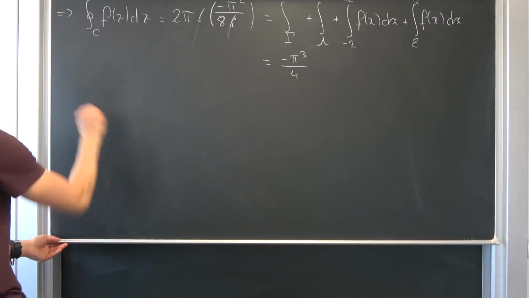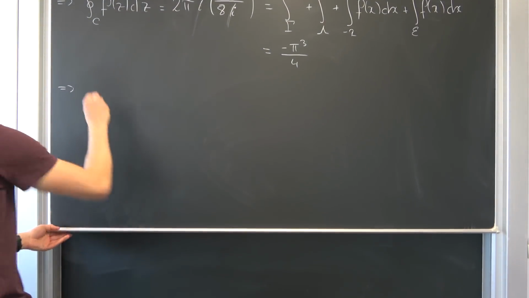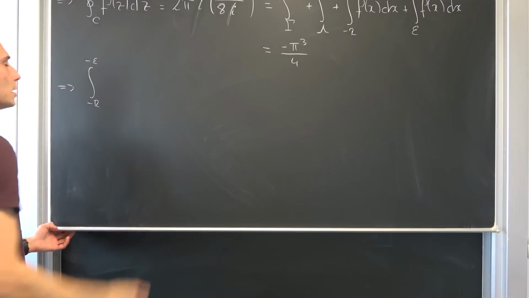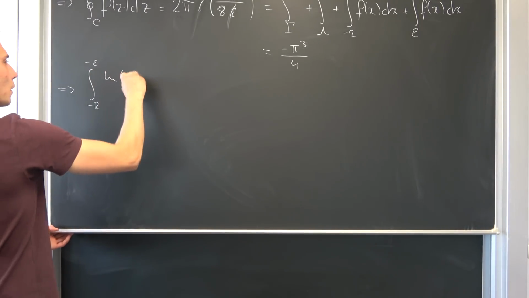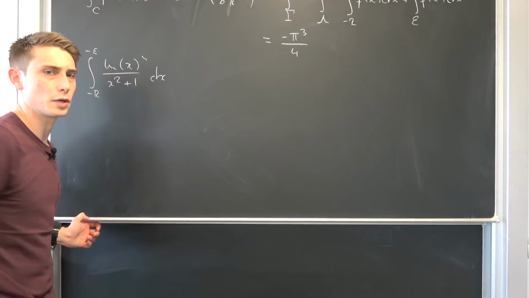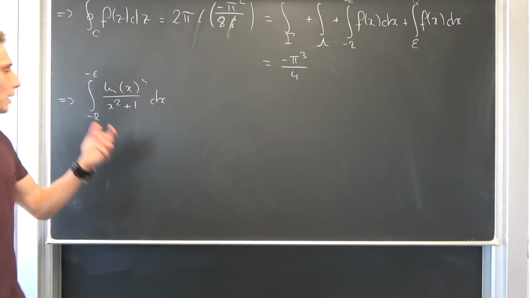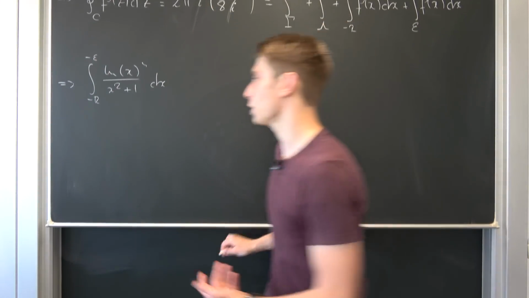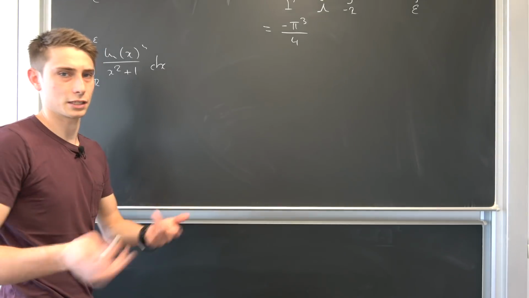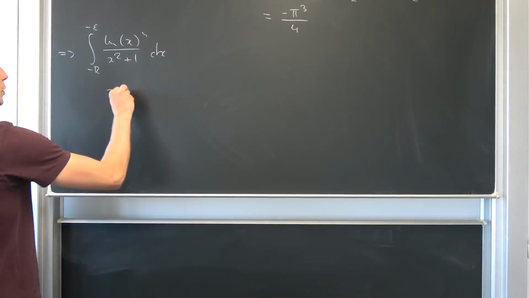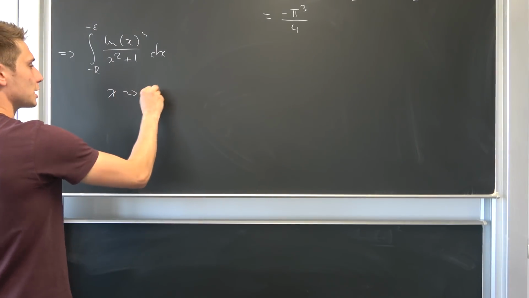So we are going to write it out. Okay, we are going to end up with an integral from -r to -epsilon of natural log of x squared over x squared plus 1 integrated with respect to x. And what we can do now is introduce a substitution. So let x be equal to -u, you can call it whatever you want, it's just a dummy variable. So we want to let x be equal to -u.